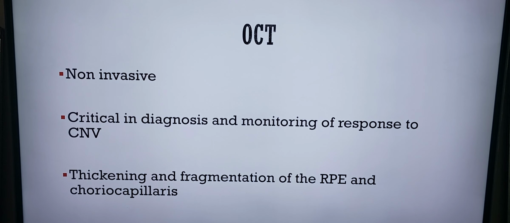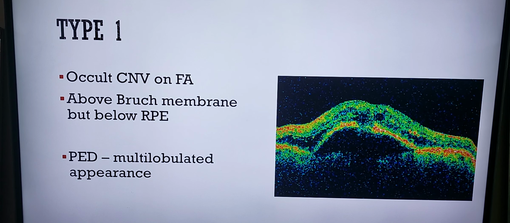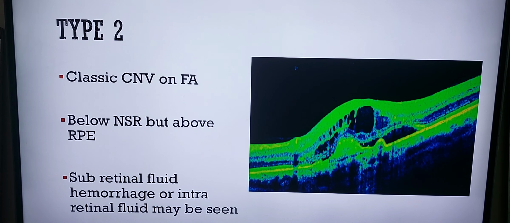So what will we see on OCT? What will be the findings? There is basically elevation and presence of subretinal fluid, and based on the location, we can divide it again into type 1 and type 2. In type 1, the elevation and the subretinal fluid are present above the Bruch's membrane and below the RPE, as indicated over here. And in type 2, it is between the neurosensory retina and above the retinal pigment epithelium. And here you can see there is associated intraretinal fluid as well.